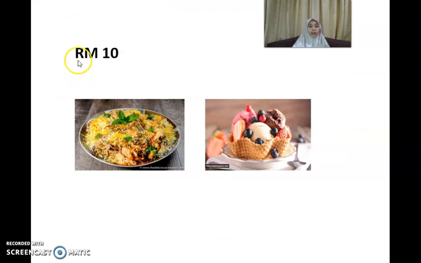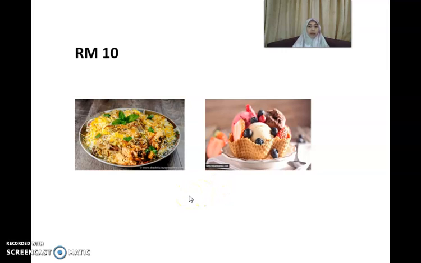Take for example, you have only 10 ringgit in your pocket, and you are so hungry that you want to eat something. Let's say you have a plate of biryani rice and you also have ice cream. So you intend to have both.